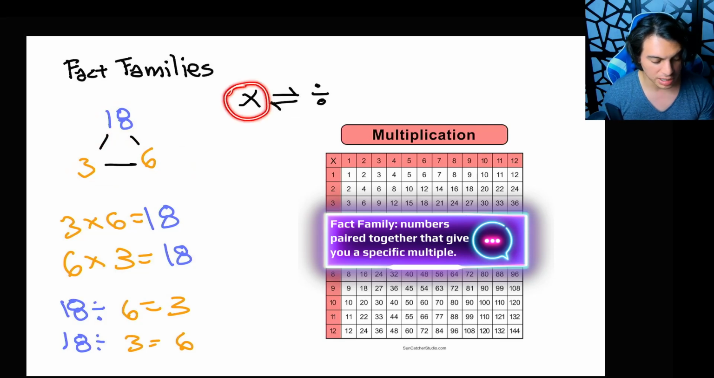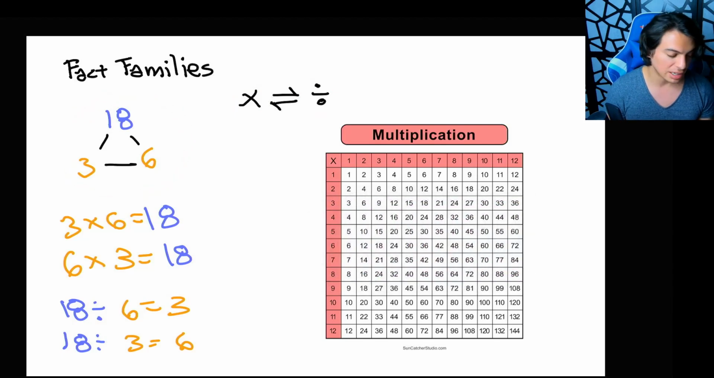Because multiplication and division are opposites, if I know one fact family, I know 4 number sentences. 3 times 6, the factor 3 times factor 6, gives me the multiple 18. I can go the other way. 6 times 3, these two factors multiplied together, give me 18. I can also do it with division, starting with my total or the multiple. 18 divided by 6 is always going to be 3, and 18 divided by 3 is always going to be 6.